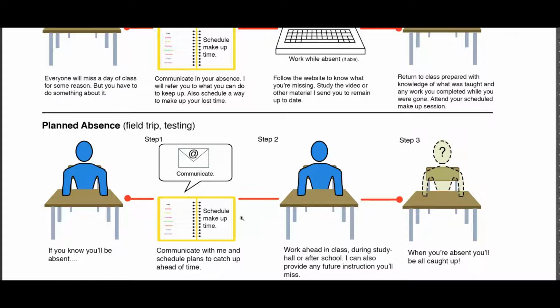Plan ahead of time. Step two, work ahead in class, during your study hall or after school, or find any time that you can so that once you miss that class with that field trip or that test, you're already caught up when you're gone. You don't need to do anything when you return. You won't be overloaded. You won't be behind. You won't have to get any other knowledge. You would have met with me, we'd have tutored, and we'd have that hashed out beforehand so you can enjoy your field trip or go into your test without knowing that it's going to set you behind.